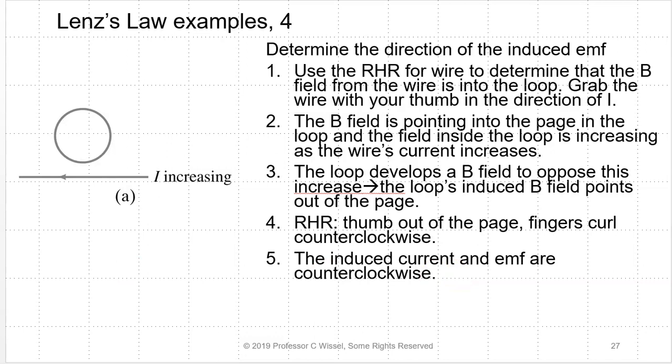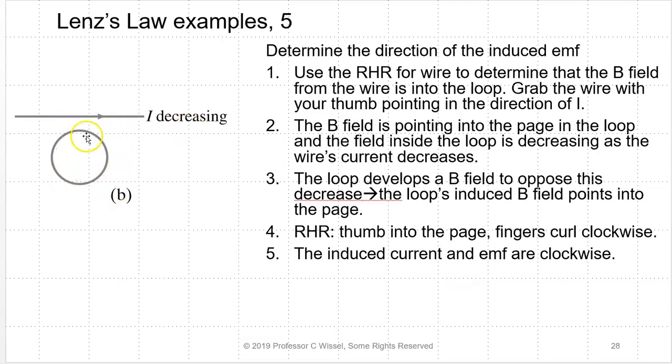Here we have I decreasing, and here's a loop. We're going to use the right-hand rule for the wire to determine the magnetic field from the wire into the loop. So you grab the wire with your thumb pointing in the direction of the current, your fingers point into the loop. So the magnetic field is pointing into the page inside the loop, and the B field inside the loop is decreasing as the wire's current decreases.